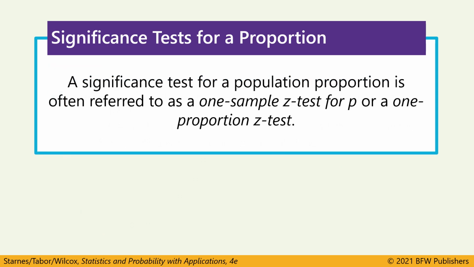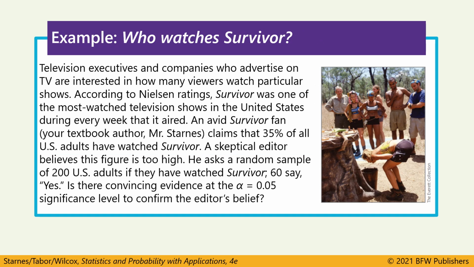As I just noted, a significance test for a population proportion is often referred to as a one-sample z-test for p, being a proportion, or a one-proportion z-test. So this section is really an extension of the last, where we're completing start to finish hypothesis tests for proportions. So in this problem, we want to see what proportion of people watch the TV show Survivor. Your textbook author, Mr. Starnes, states that 35% of all US adults have watched Survivor.